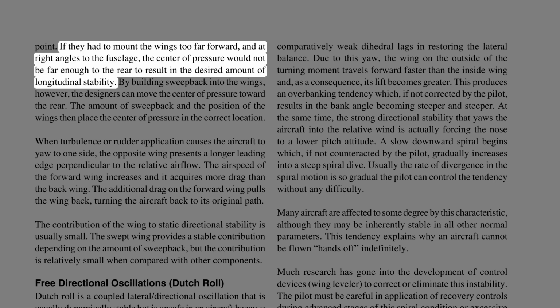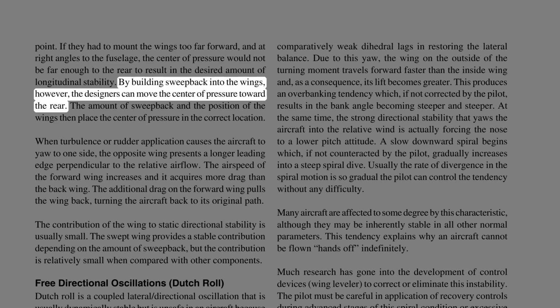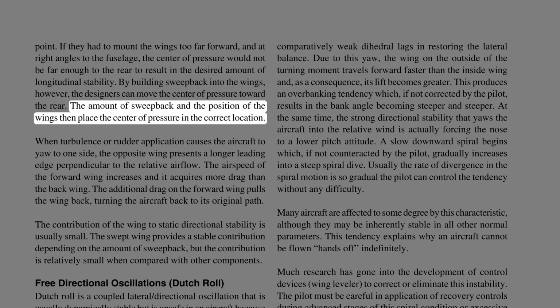If they had to mount the wings too far forward, and at right angles to the fuselage, the center of pressure would not be far enough to the rear to result in the desired amount of longitudinal stability. By building sweepback into the wings, however, the designers can move the center of pressure toward the rear. The amount of sweepback and the position of the wings then place the center of pressure in the correct location.